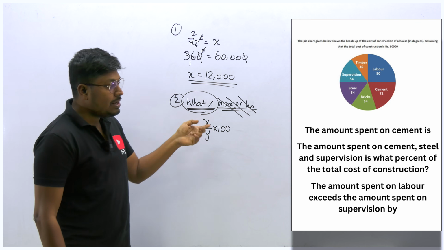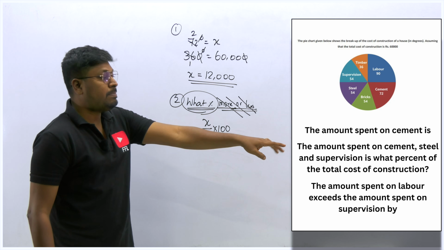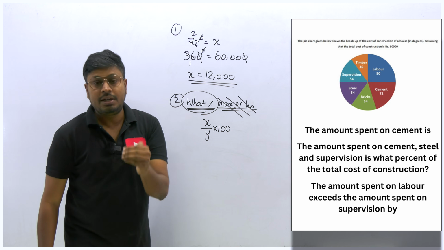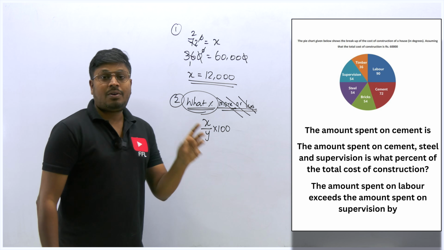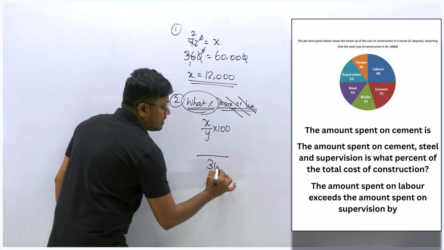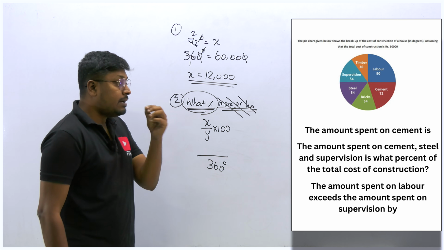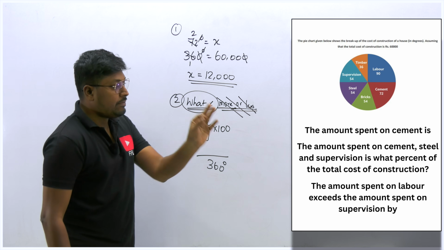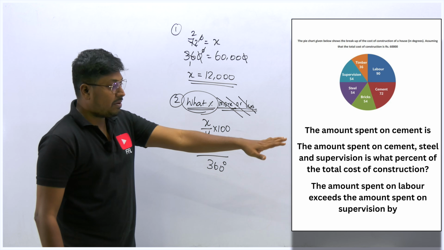So now the comparison value should come in the denominator and the value that we are finding should come in the numerator. Right? So now according to the question, the amount spent on three particulars is what percentage of total cost of construction. So we have to compare with the total cost of construction. So that should come in the denominator. So total cost of construction is how much? 360 degree, right? So 360 degree is the total cost of construction. So in the numerator, we have to add cement 72, steel 54 and supervision 54.